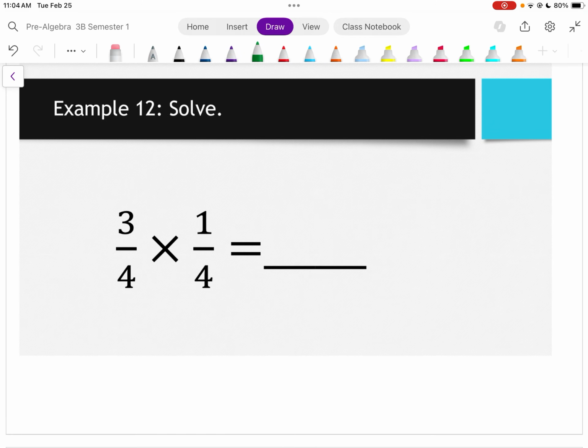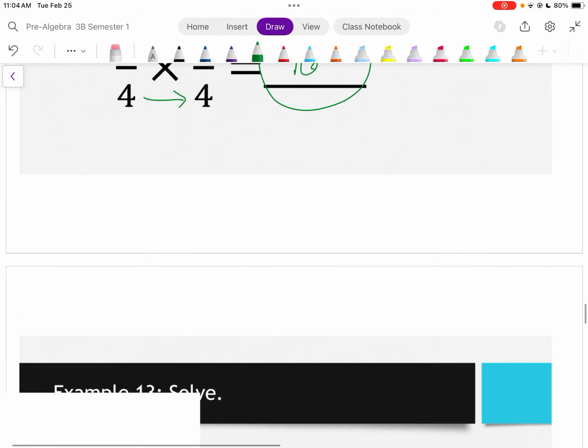Number 12, we have 3/4 times 1/4. 3 times 1 is 3, and 4 times 4 is 16. Now, 3 is divisible by 1 and 3. 16, however, is not divisible by 3, which means we cannot simplify this fraction.